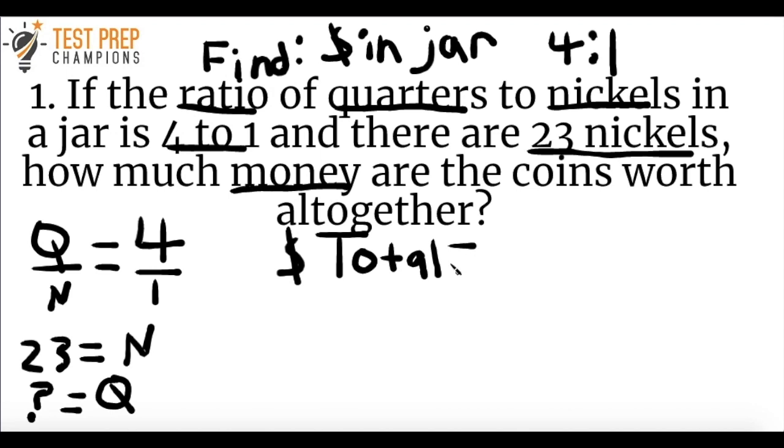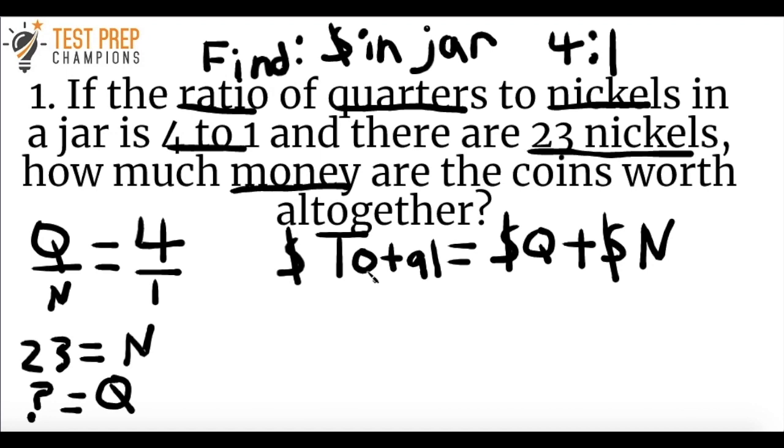So what kind of equation can we write here? Well, what we're really doing here is we're going to look at the total amount of money in quarters, and we're looking at the total amount of money in nickels here. So the sum of the value of the quarters and the value of the nickels is going to give us the total value of the money in the jar here. Okay, so again, dollar sign total just represents the total amount of money in the jar here.